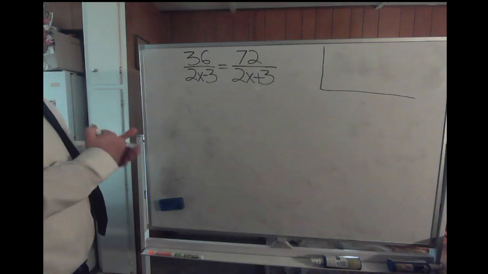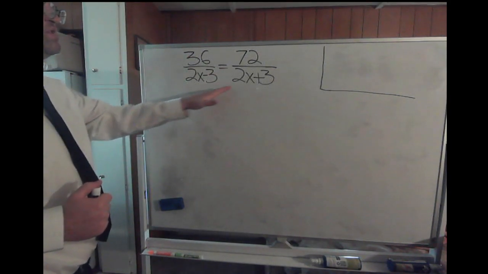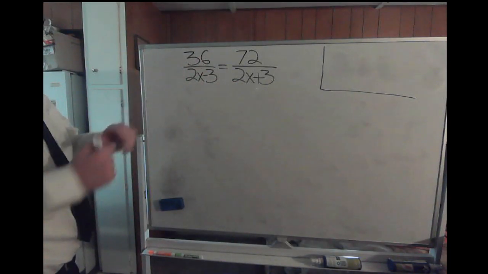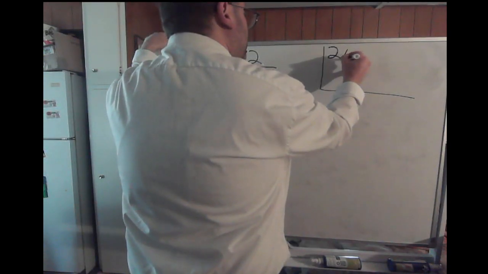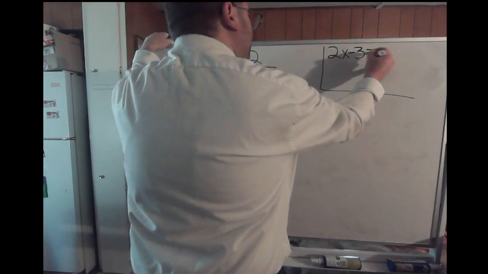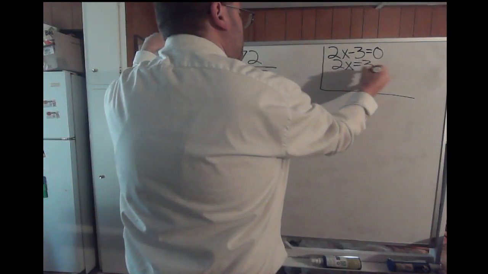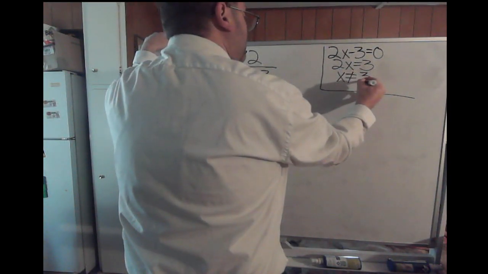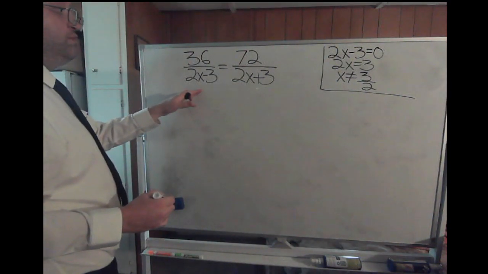Well, we have variables in the denominator. Therefore, we need to figure out which values of x would make this proportion undefined with a denominator of 0. So take your 2x minus 3, set that equal to 0. Well, 2x would end up equaling 3, so then x would equal 3 halves. That means x cannot equal 3 halves. That's one undefined value.